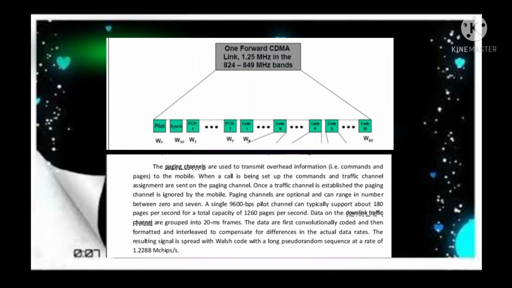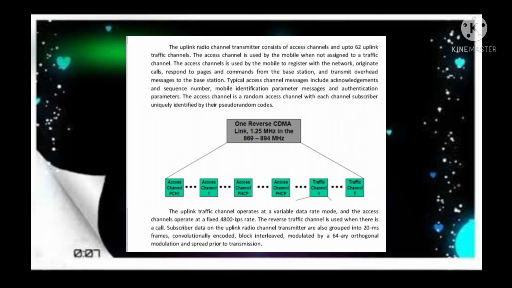The downlink traffic channels are grouped into 20 ms frames. The data are first convolutionally coded and then formatted and interleaved to compensate for differences in the actual data rates. The uplink radio channel transmitter consists of access channels and up to 62 uplink traffic channels. The access channel is used by the mobile when not assigned to a traffic channel. The uplink traffic channel operates at a variable data rate mode, and the access channels operate at a fixed 4,800 bps rate. The reverse traffic channel is used when there is a call. Subscriber data on the uplink radio channel transmitter are also grouped into 20 ms frames, convolutionally encoded, block interleaved, modulated by a 64-ary orthogonal modulation and spread prior to transmission.